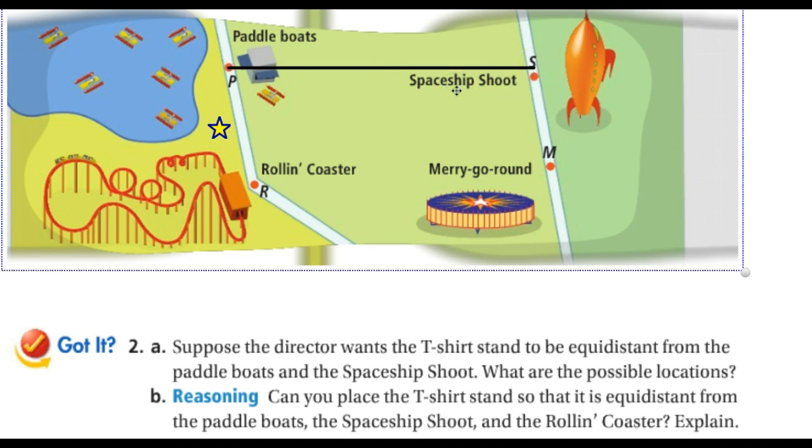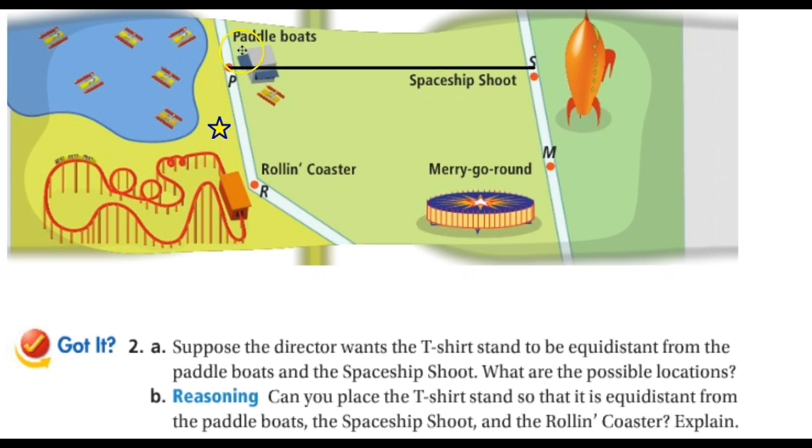I want to know all the possible locations where I could put this star so that it is the same distance away from P and S. What that means, based on the theorem we've learned today, is that it must be on the perpendicular bisector. So let's draw a perpendicular bisector to it.